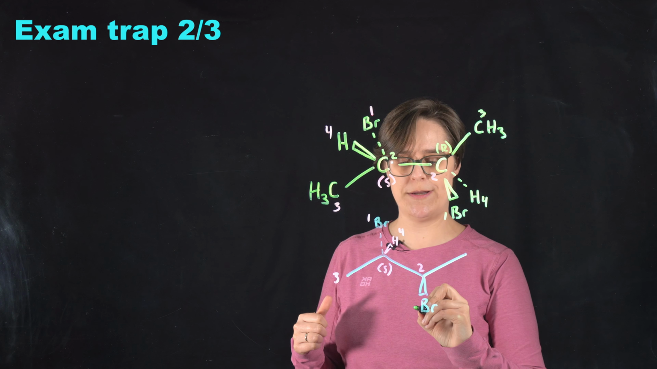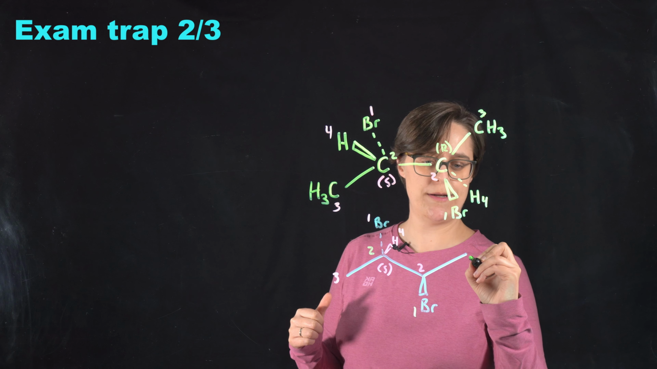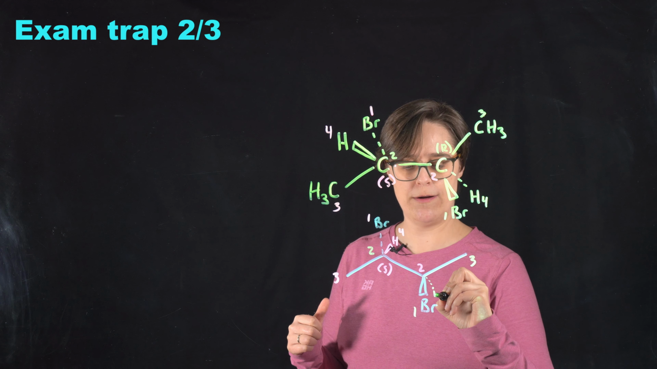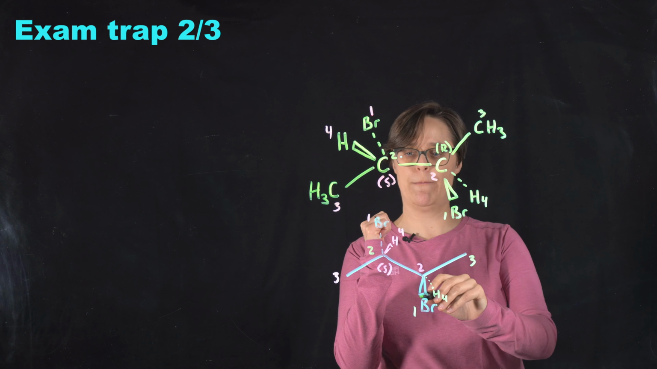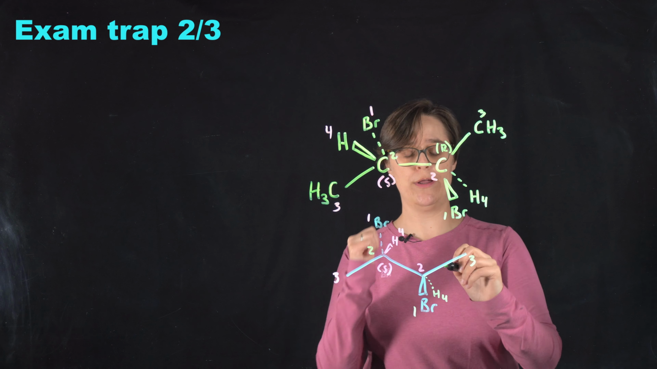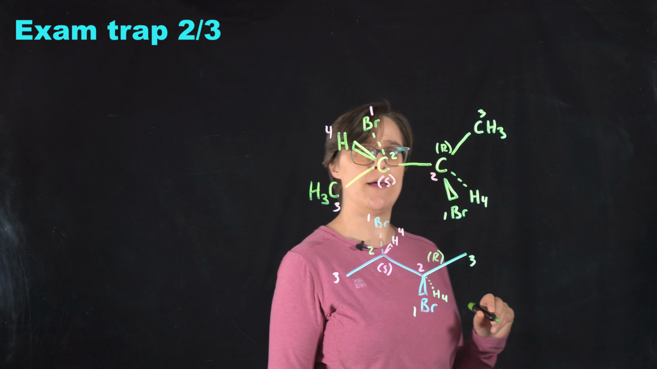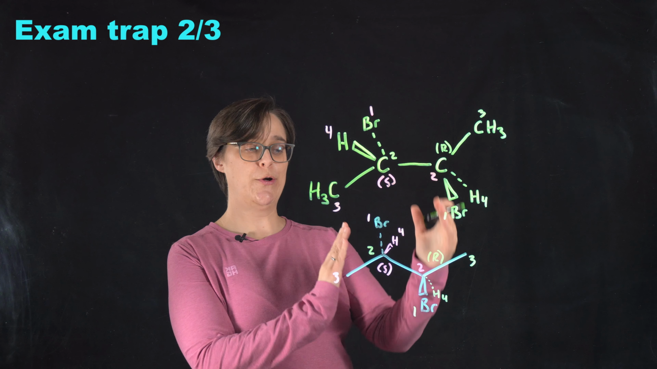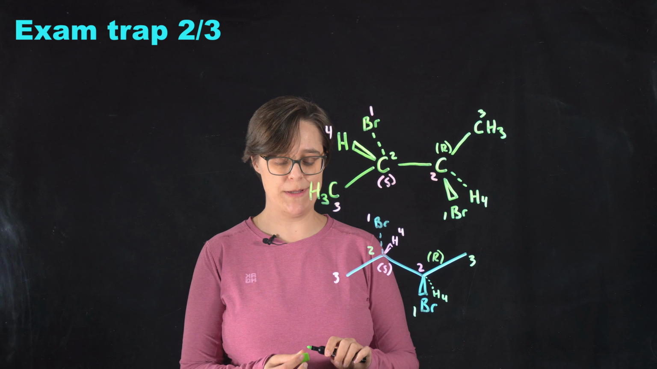Same thing here, bromine is priority 1, carbon attached to bromine is 2, carbon attached to hydrogen is 3. Drawing a hydrogen that shouldn't be here on a dotted line is 4. Hydrogen is going away from you. 1, 2, and 3 are clockwise. That makes this R. So we have double checked our work to make sure we didn't lose points. This is SR, this is SR.